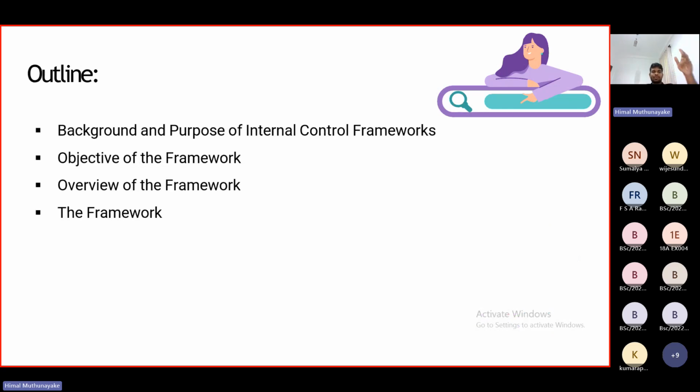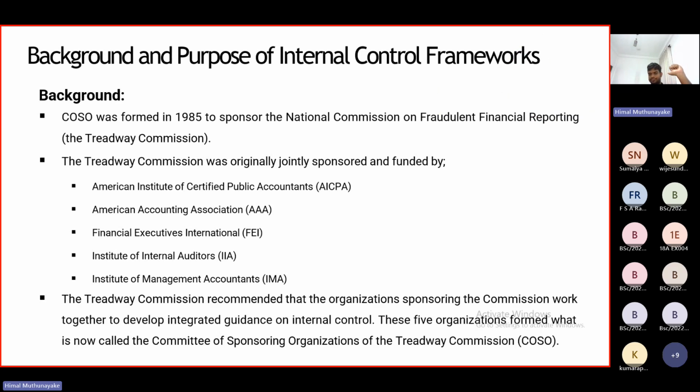Looking at the outline, we are going to discuss the internal control background, the purpose and objective of the framework, an overview of the framework, and finally the framework itself. This is the framework acceptable worldwide for the internal control mechanism in a company. If you are going to establish an internal control mechanism in a company, this is the framework.